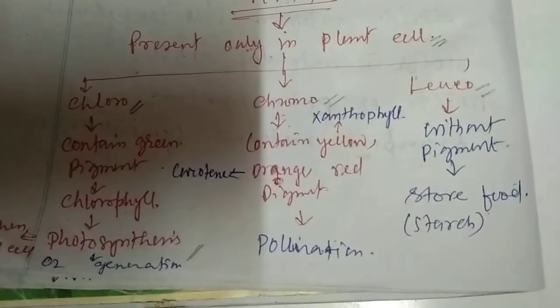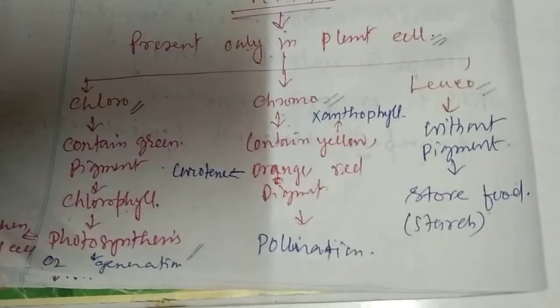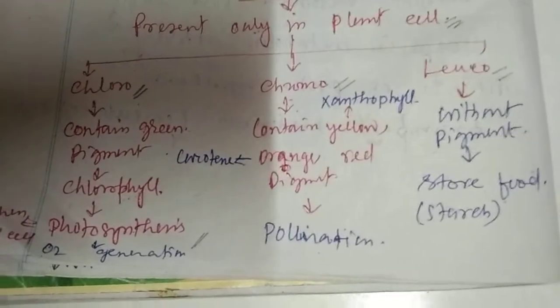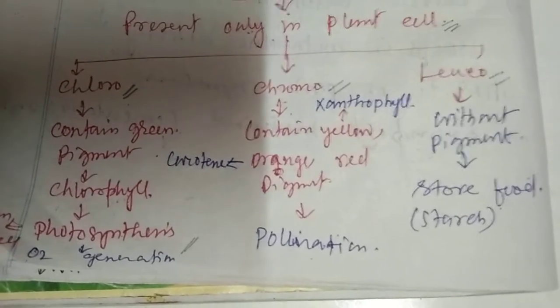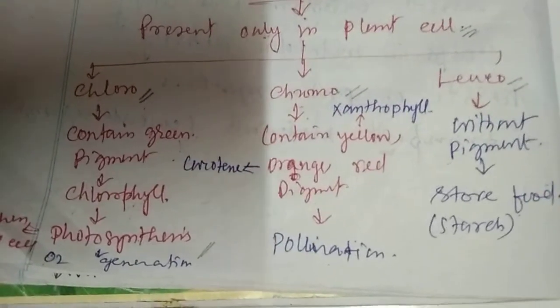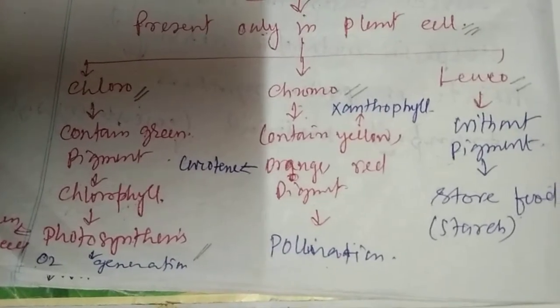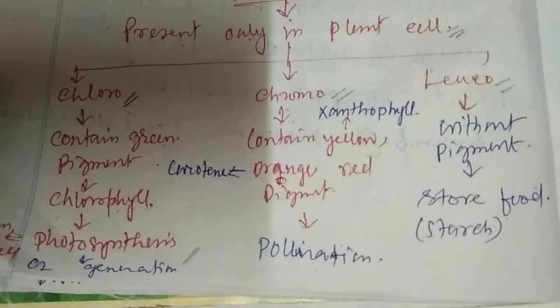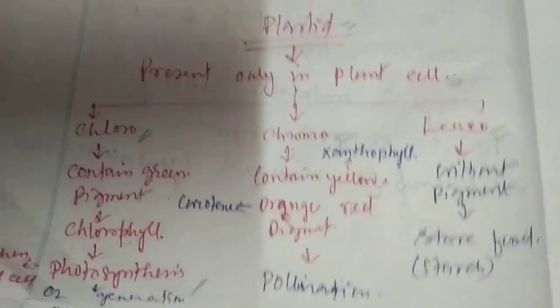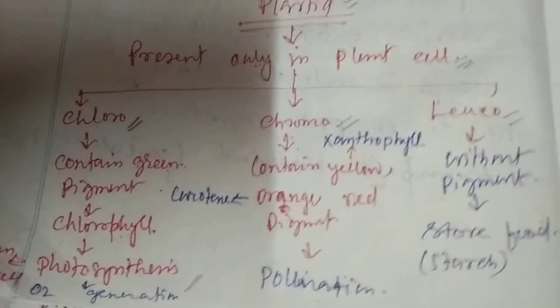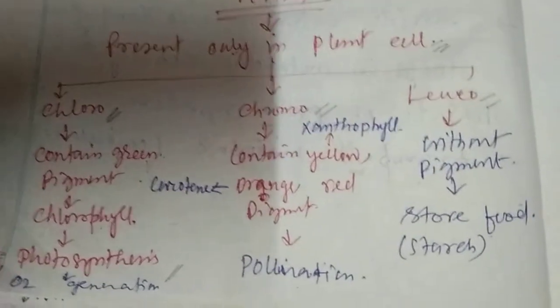During the photosynthesis process, this chloroplastid also generates oxygen, which is released into the atmosphere. This is the life supporting gas which is necessary for our respiration. Without oxygen we cannot live, and it is released during photosynthesis due to the presence of chloroplastid.